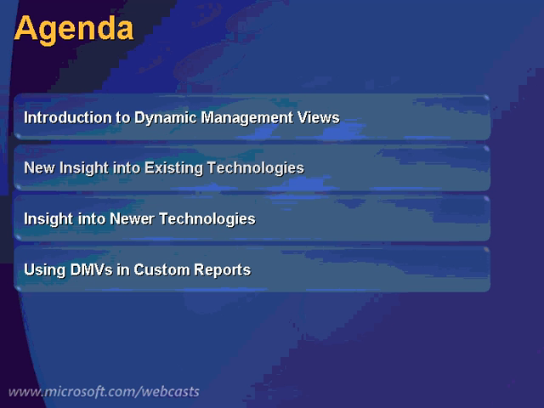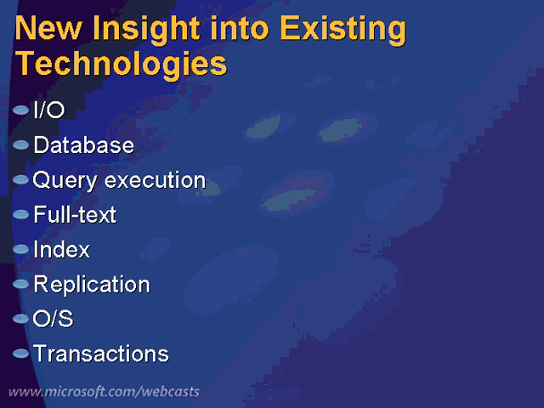Now, the first section here, what I want to spend some time having a look at is things that were already problems or things that we were trying to work with in SQL Server 2000, that having dynamic management views now gives us a new insight into. The categories that I think are most affected by this, these are not necessarily the most useful of the DMVs, but just the categories that already existed in SQL Server 2000 that we now have categories for in 2005.